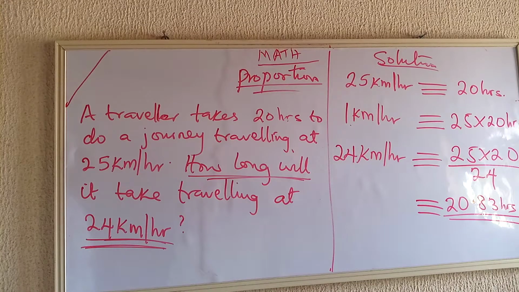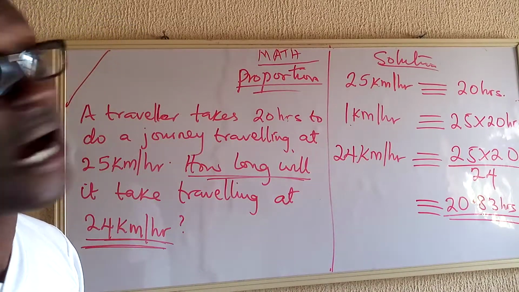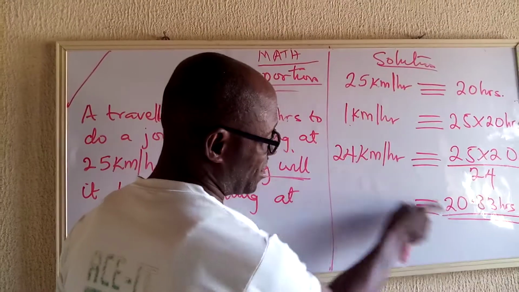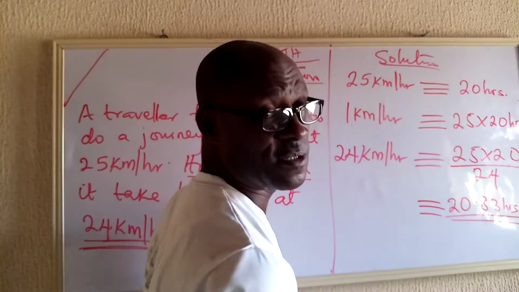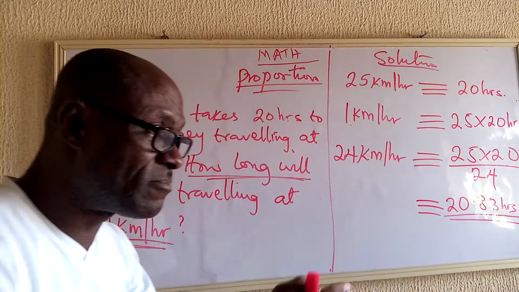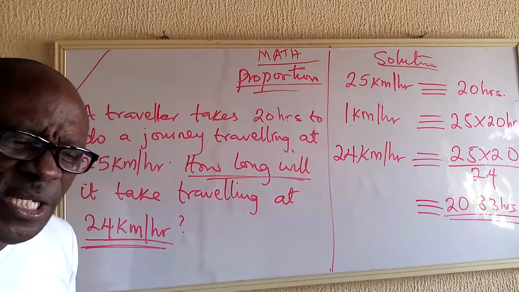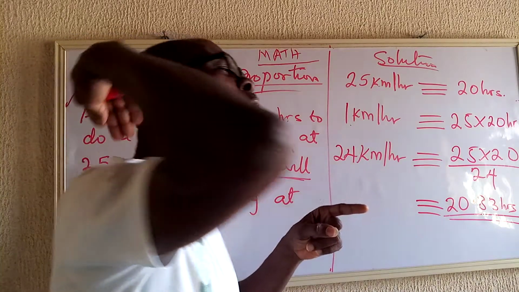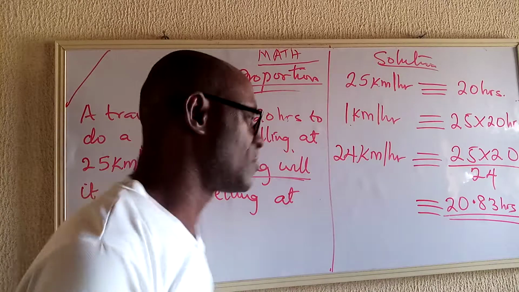So if you look at this time, you can see it's more than 20 hours. The time spent when speed of 24 km per hour is used is this. It must be greater than the time spent when speed of 25 km per hour is used. It's like somebody is running, somebody is walking, and both of them are going to the same destination. Who will get there first? The one running. Why? Because it will spend a lesser time than the one walking. The one walking will take more time to get there than it takes the one running. So that's it.